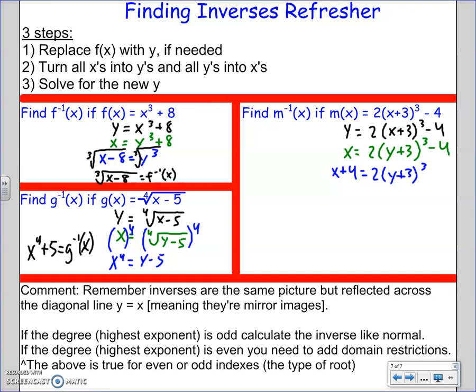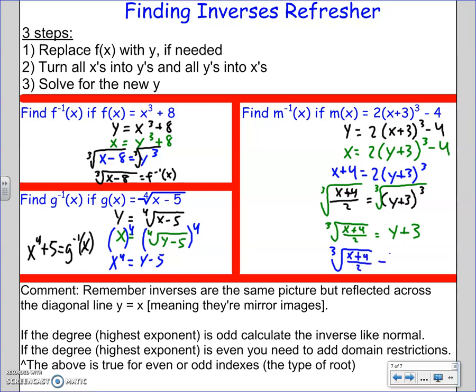I've got to get rid of the 2 next by dividing by it. So it's x plus 4 all over 2 equals y plus 3, cubed. From there, I've got to get rid of the parentheses exponent. So I'm going to cube root both sides to get rid of that cube power. So we're going to have the cube root of this giant fraction, and that's okay. The cube root of x plus 4 all over 2 equals y plus 3. Last thing is I'm going to subtract that 3. So the cube root of x plus 4 all over 2, with this minus 3 outside of it, equals y, but instead of y, we call it m inverse of x.